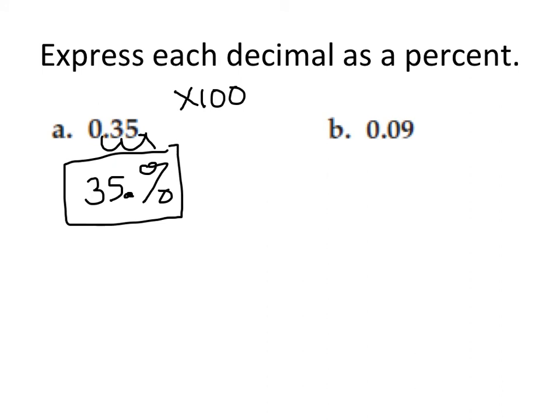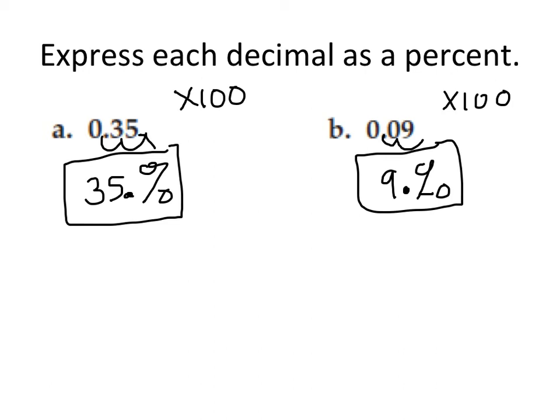So again with B, I'm multiplying by 100. That means I find my decimal. I'll be moving it 2 places to the right. That means I got 9. You can put the decimal there if you would like. Notice that the zeros, we don't use them anymore, but make sure you put a percent sign acknowledging that your new number is a percent.